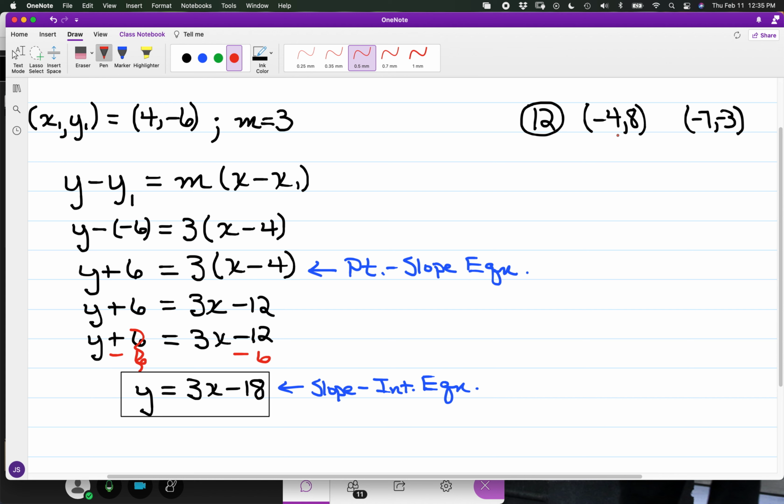First things first, we're going to have a set of x and y values to work with. So we have (-4, 8), letting this be the first set of x and y values, and (-7, -3) be the second set. Again, keep in mind that all ordered pairs are of the form (x, y). If we look for the slope, we have y2 minus y1 all over x2 minus x1.